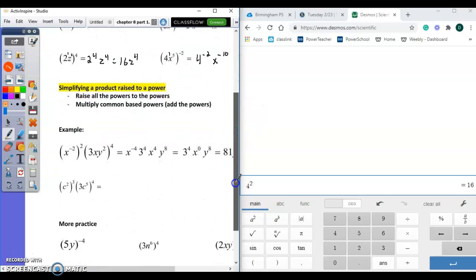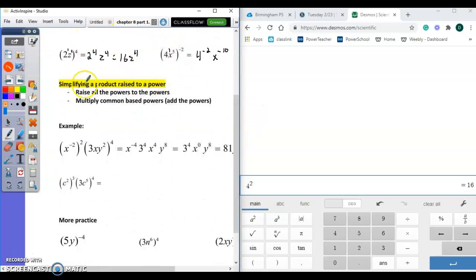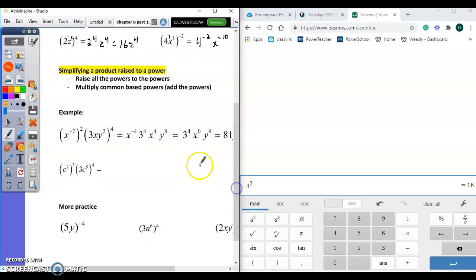Okay, so how do we do that? Now we have multiple in here. So simplifying a product raised to a power. So we're going to raise all the powers to the powers and then multiply the common bases. So we're really just taking these extra steps and combining them with what we've already learned. So if you look at this one, I'm taking 2 times negative 2. That's where I get that 4. 4 to this 1, that's how I get 4 or 3 to the 4th power. 4, that goes with the x, x to the 4th.